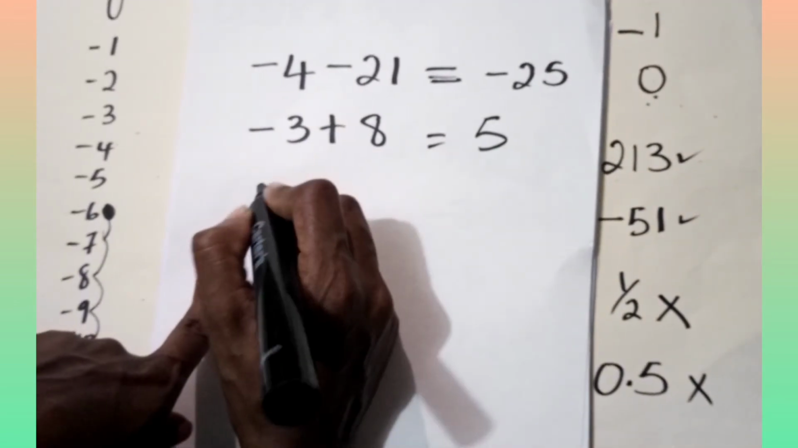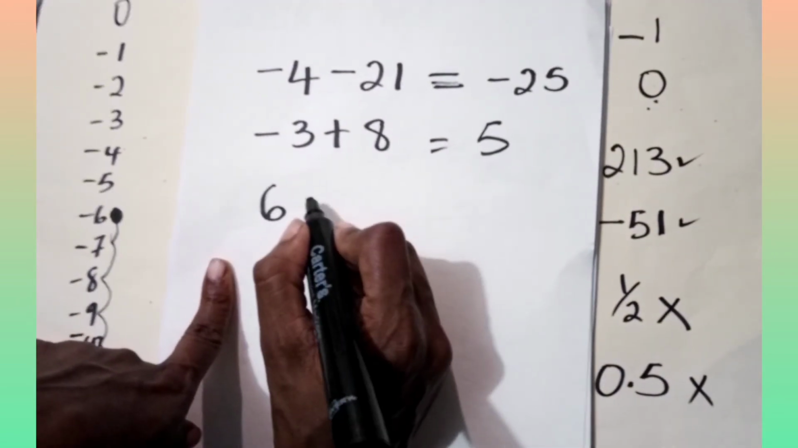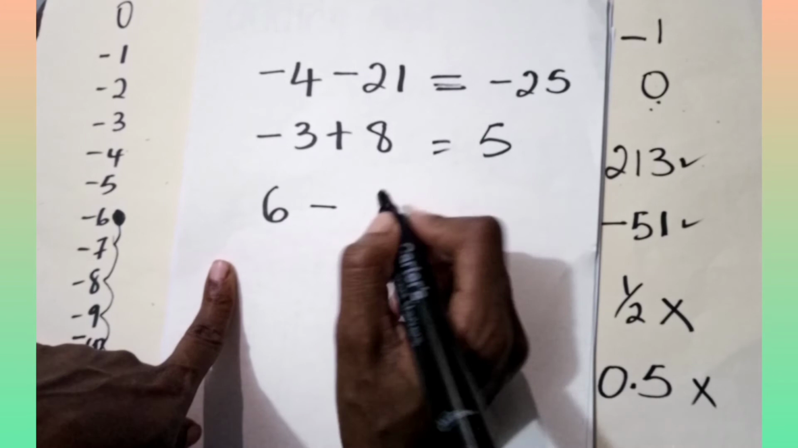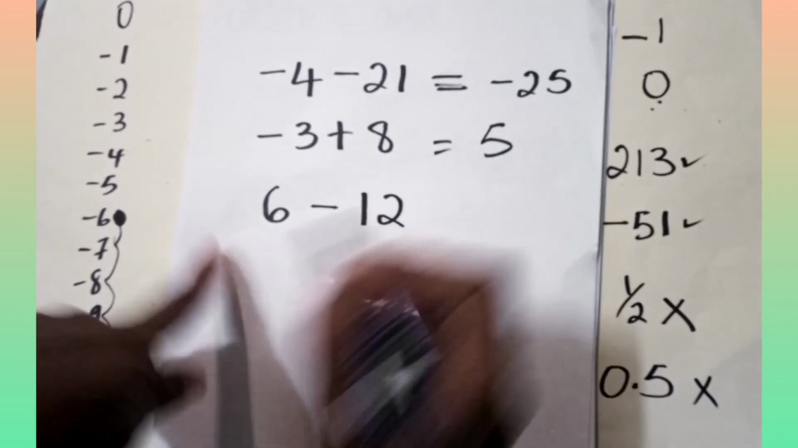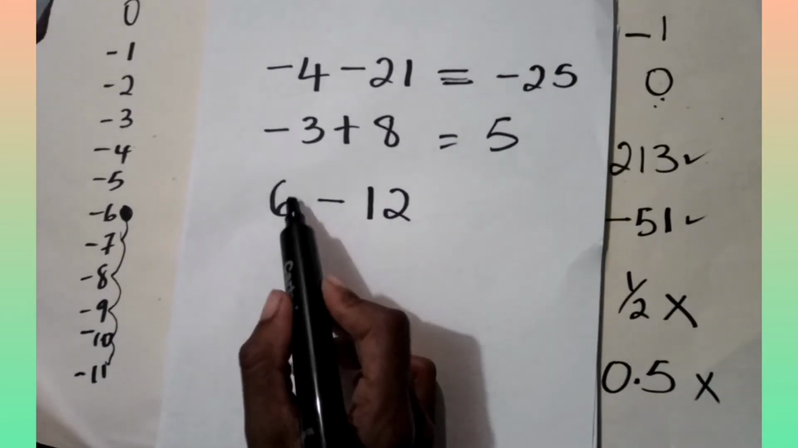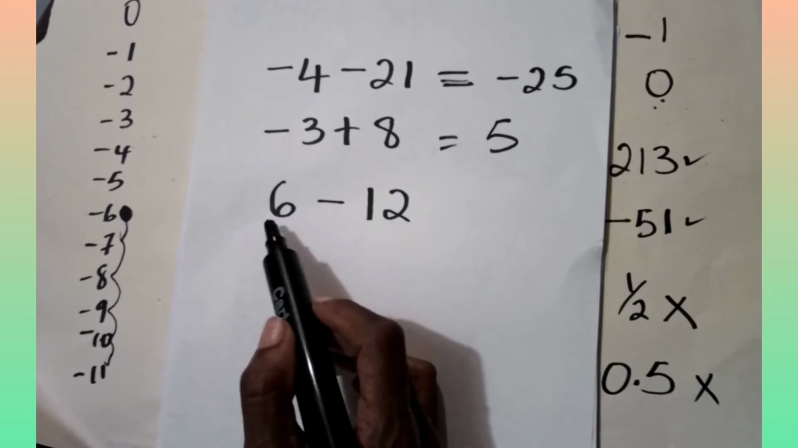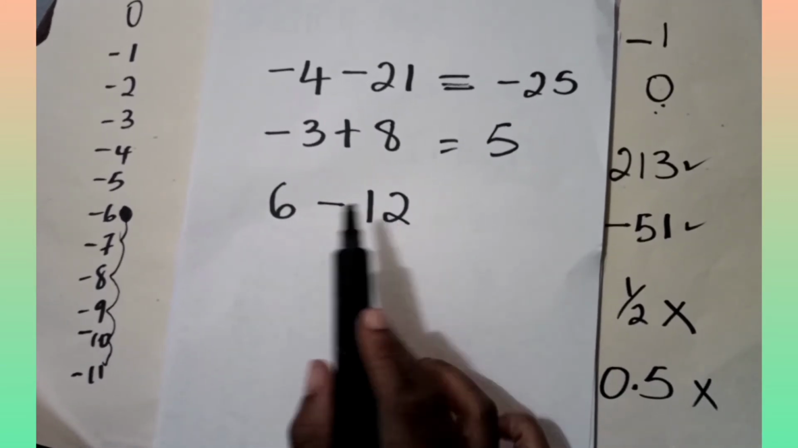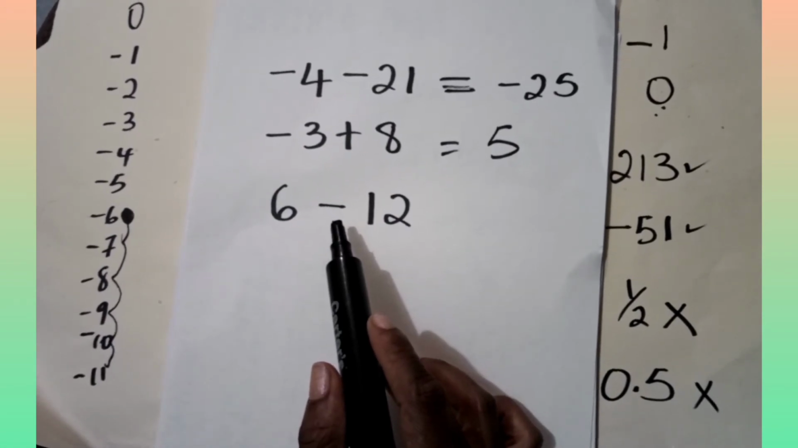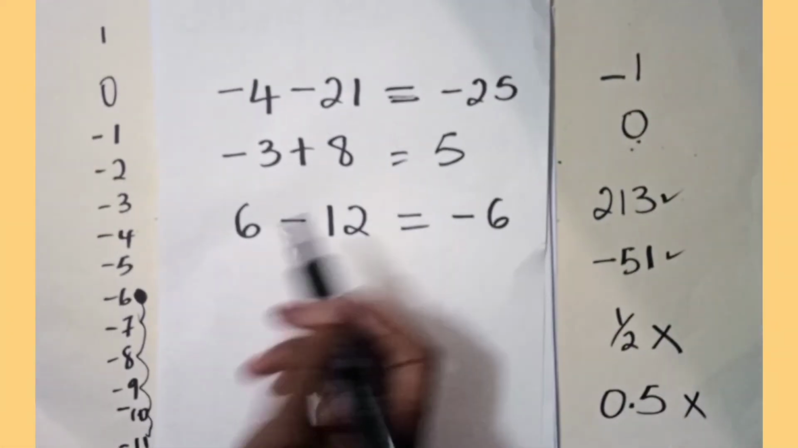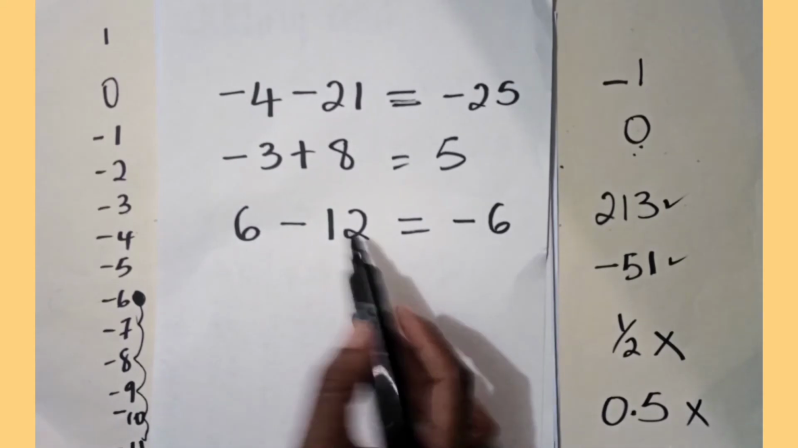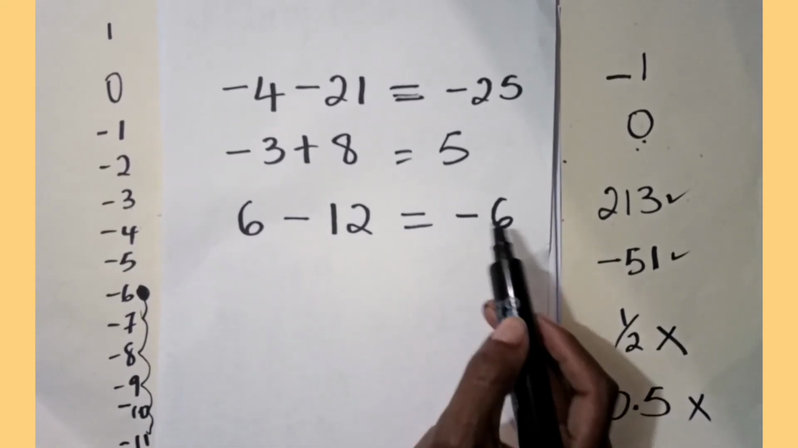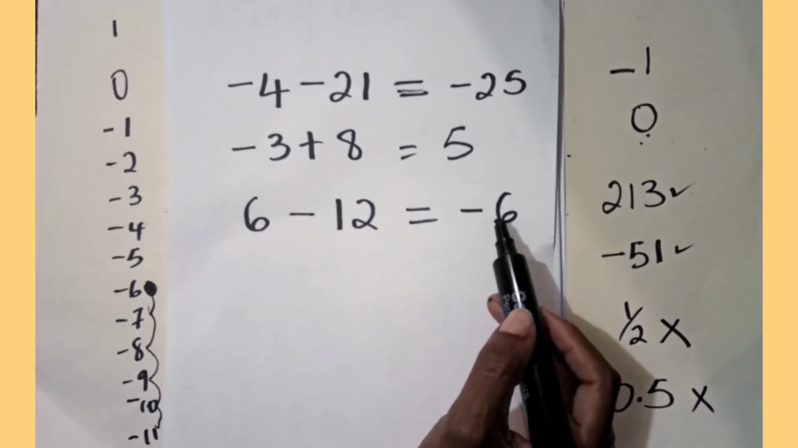Look at this one. 6 minus 12. What is the sign of the 6? 6 is positive. The sign of the 12. 12 is negative. Right? So you have 6 and owe 12. So you pay the 6. You're still going to owe 6.